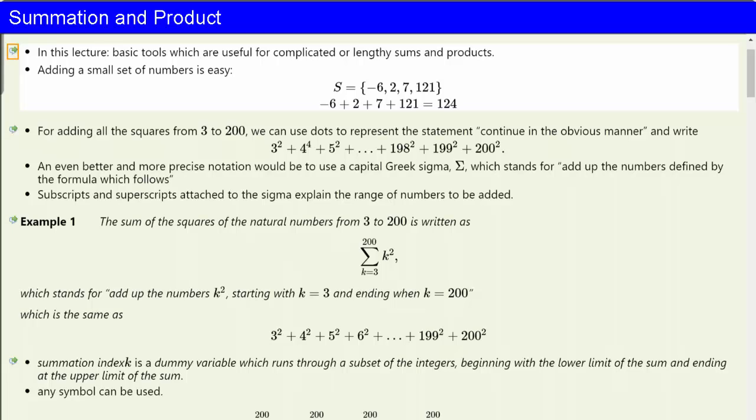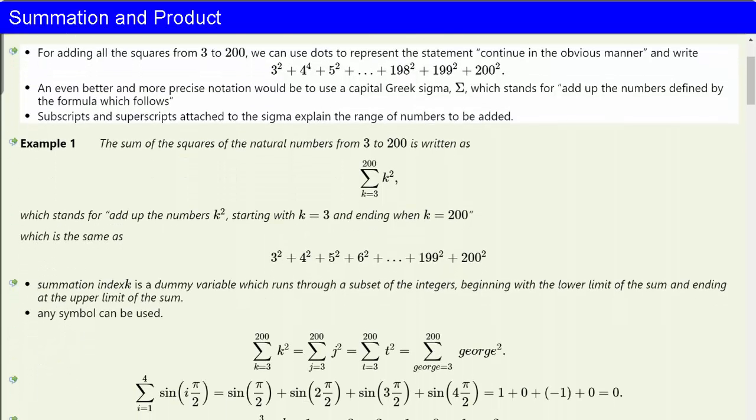In this lecture, I want to introduce some basic tools which are useful for dealing with complicated or lengthy sums and products. When you need to add up a small set of numbers, for example, the numbers in the set of integers S consisting of -6, 2, 7, and 121, it's easy to just write -6 plus 2 plus 7 plus 121 equals 124.